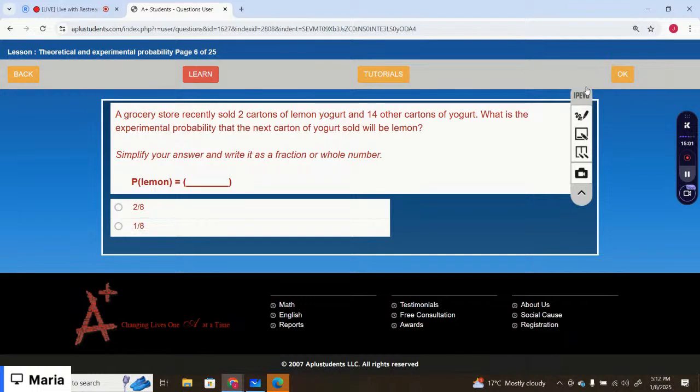The correct option is 1 over 8. Okay, you can complete the lesson by yourself later today. Let's just move on to the next lesson.